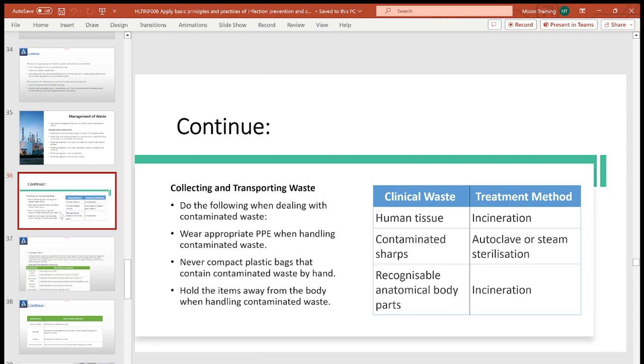Collecting and transporting waste. Do the following when dealing with contaminated waste. Wear appropriate PPE when handling the contaminated waste. Never compact plastic bags that contain contaminated waste by hand, and hold the item away from your body when handling contaminated waste.